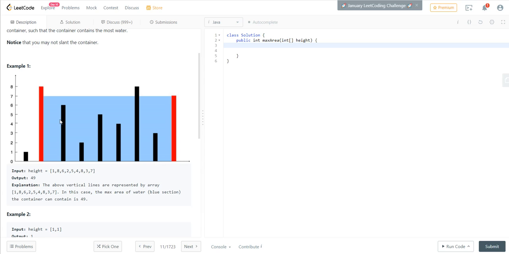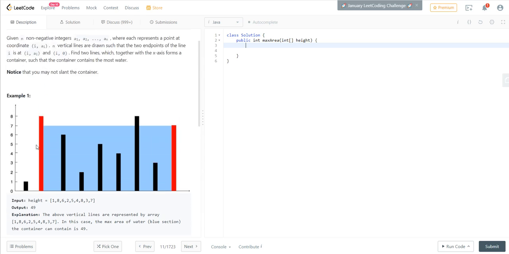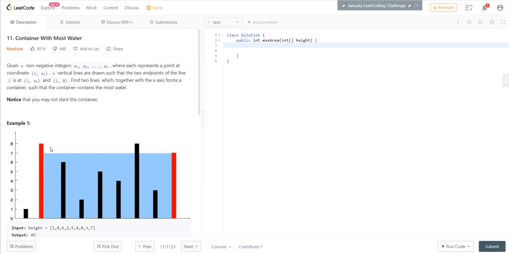In this example they have explained these are the heights of your columns and this is your length. So how will you find the water quantity? It will be length into height. So keep in mind you need to find the maximum area using the heights of both bars and the difference between them. So we will solve this problem with two pointers, one at the start and one at the end.